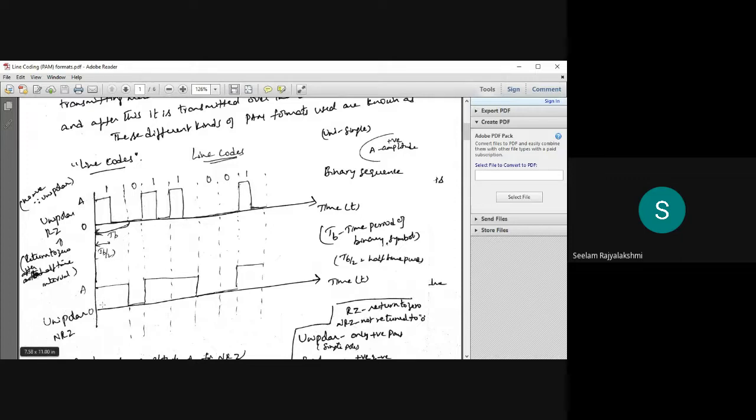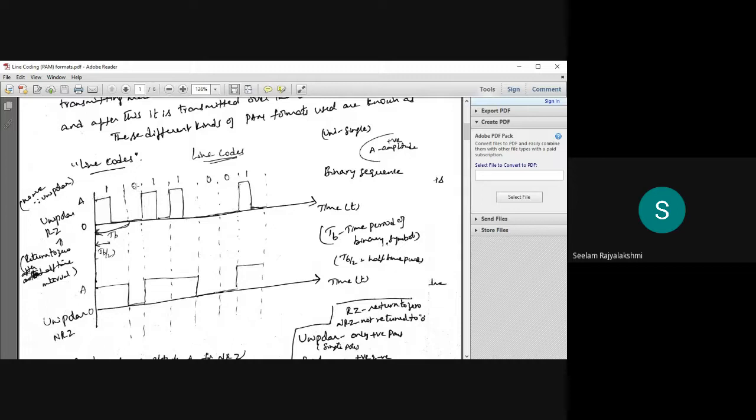So let us consider here the binary data 10110001, and let us see that here it does not return to 0. Let us see the difference between return to 0 and non-return to 0. The pulse here started at A because of 1. This started from A, and at half time period it does not return to 0. It continues here, and then 0 is there.